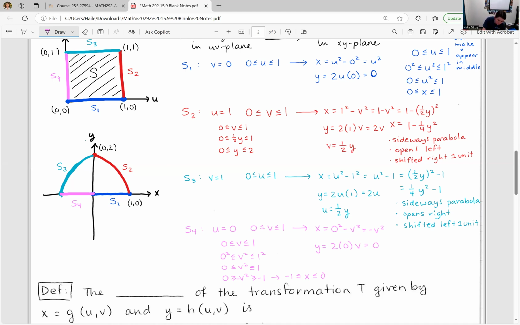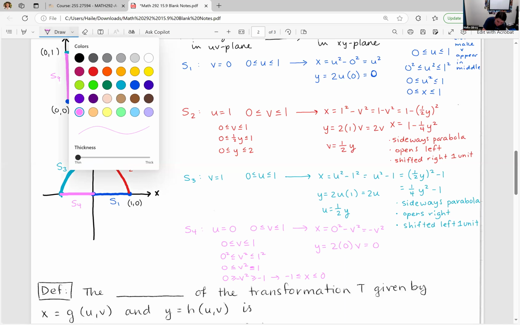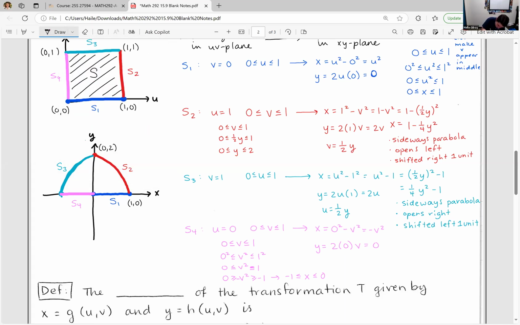Okay, so what we have here is our region R. So this kind of rounded triangular figure is our region R, and this would all be filled in. So this is an example of finding the image of a particular shape under a transformation.